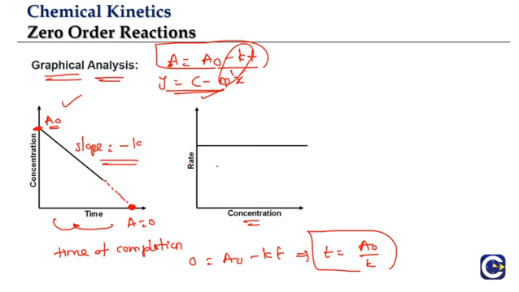Now if you look at the other graph, the other graph shows how rate is going to change with respect to concentration. We have already seen that for the zero order reaction, rate will be equal to just k, which means it will be a straight horizontal line. So it is not going to change as the concentration of the reactant changes. This is the graphical analysis that we can talk about for zero order reactions.